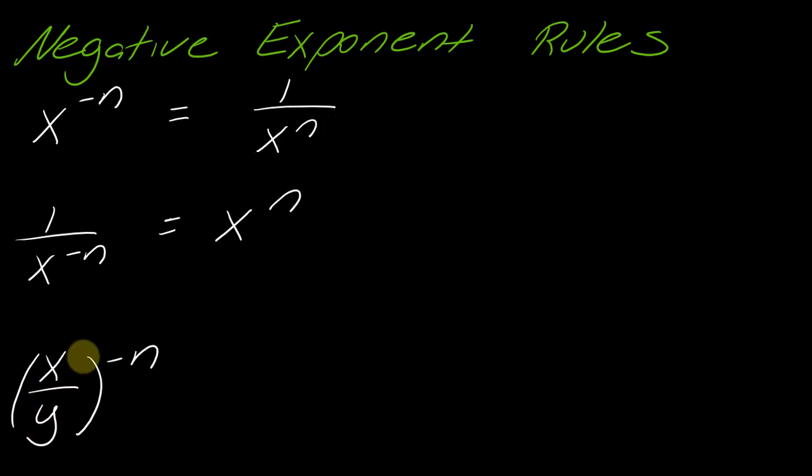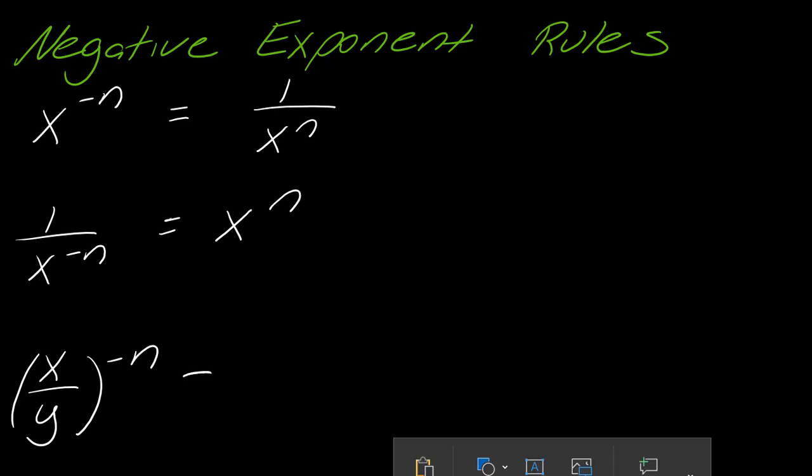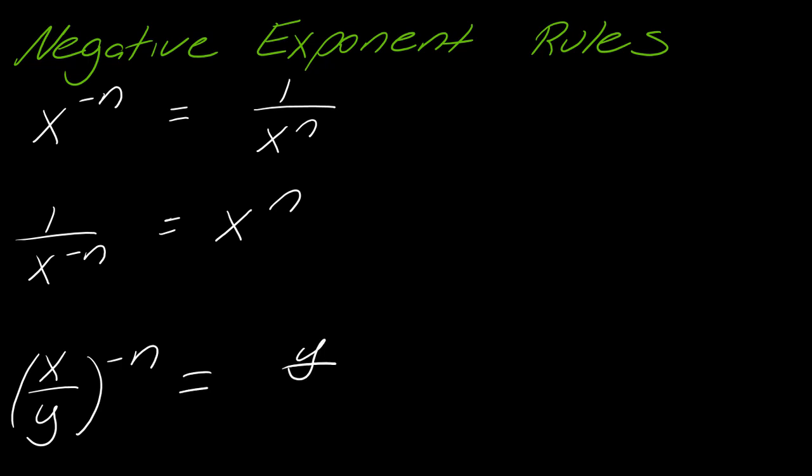And so now for this last one, I have x over y to the negative n. So negative exponents are just all about reversing whatever position you're in. So in this case, I'm going to reverse the position of both the x and the y. So now this will become y over x to the n.